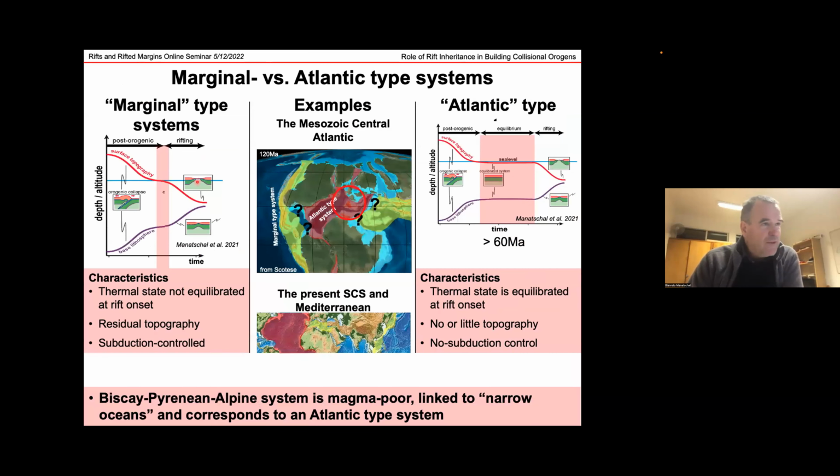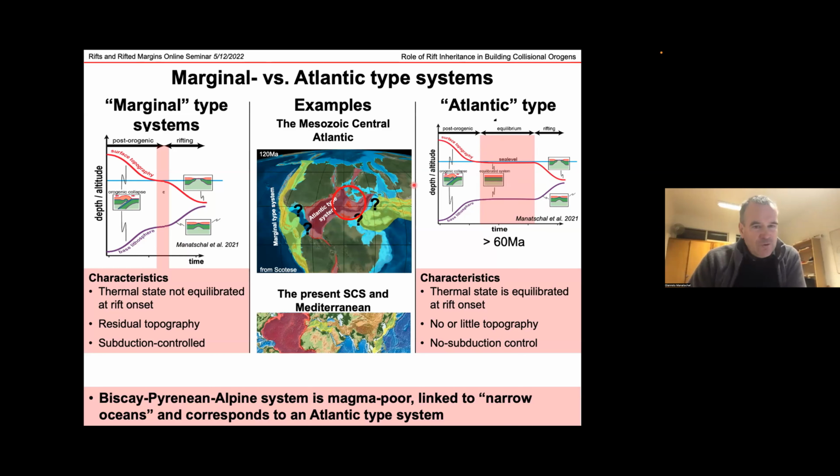There is a last point that we need to take care of. That's what I learned by working with my colleagues in the South China Sea, like Tri Mezan. It's actually that marginal-type systems are very different from Atlantic-type systems. Marginal-type systems that are related to subduction zones are actually very fast. You can shift very fast from orogenic to rift or from rift to convergence. They're not equilibrated, whereas Atlantic-type systems are actually very slow. They're equilibrated. So they're much easier to understand.